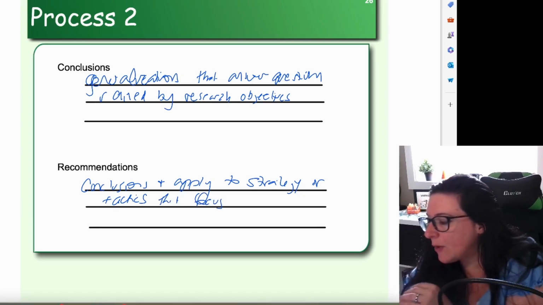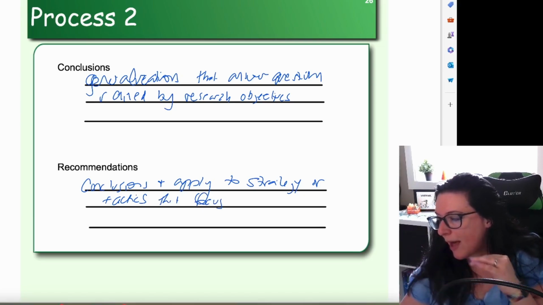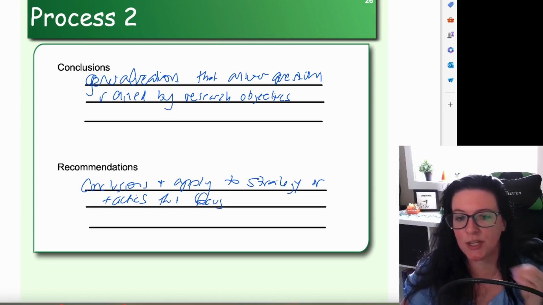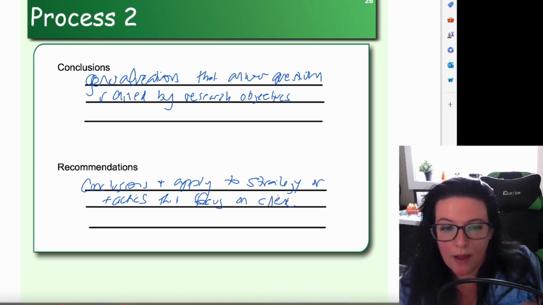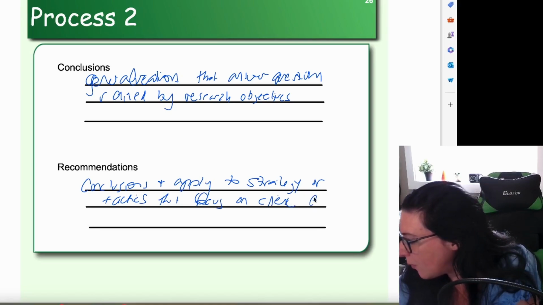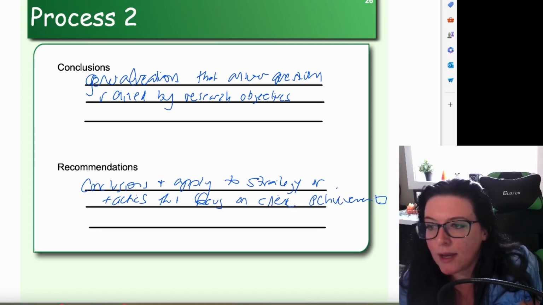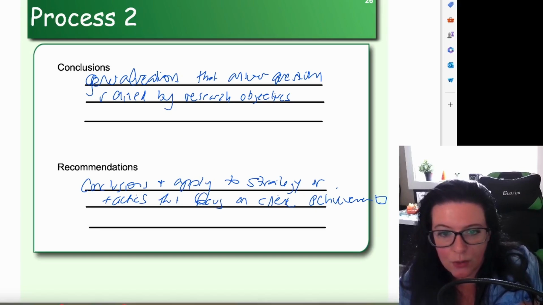So we're going to take those conclusions and apply them to the strategy or tactics of our organization, focusing on our client if it's external, or the company itself. So we're going to focus on the organization's achievements. What are they doing well, and how is that backed up by our conclusions?